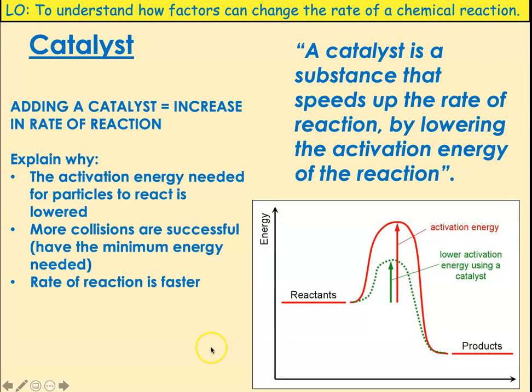Now if we use a catalyst, it basically provides an alternative route than the one that would normally be taken. And a catalyst lowers the activation energy. If it lowers the activation energy, it means that more particles will be able to collide successfully. And therefore the rate of reaction will increase. Now, a catalyst, in case you didn't know, was something that speeds up a reaction. Okay, and it lowers the activation energy.